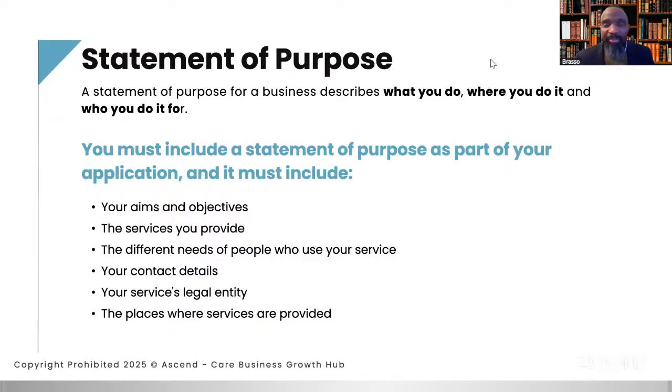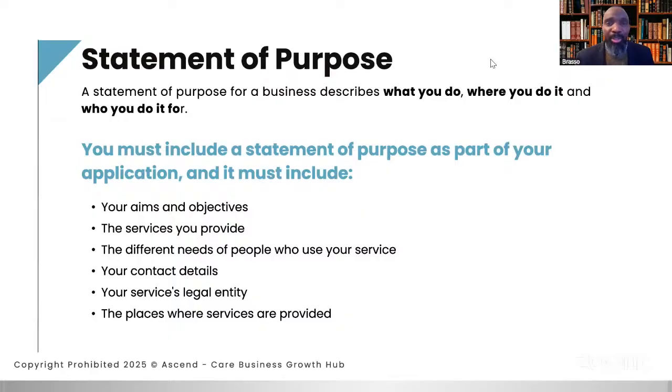We have had recently an application rejected because CQC are saying your aims and objectives are not contextualized to the services you are applying for. If you applied for providing personal care, adults 18 to 65, 65 and over, and you've put learning disability, physical health, sensory needs, etc., the aims and objectives need to be contextualized to that which you are going to be providing.